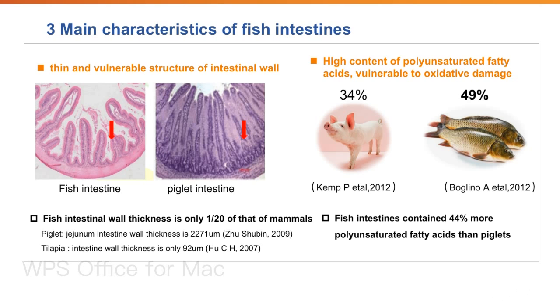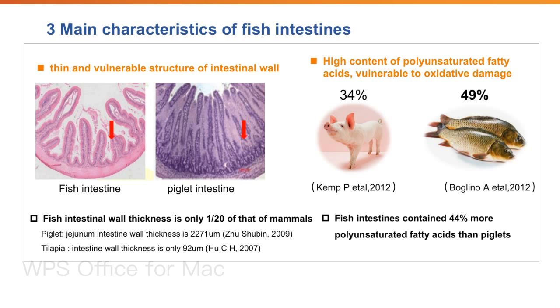muscle layer, and the serosal layer, and the thickness of each layer is thinner than that of land animals. Therefore, the intestine wall of aqua is thin, only 1/20 of the thickness of the intestinal wall of land animals. For example, the thickness of the jejunum wall of piglets is 2,271 microns, while the thickness of the intestine wall of tilapia is only 92 microns. Therefore, we can see that aqua intestines are extremely vulnerable to damage and destruction.